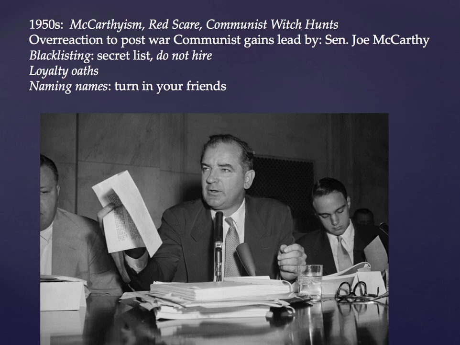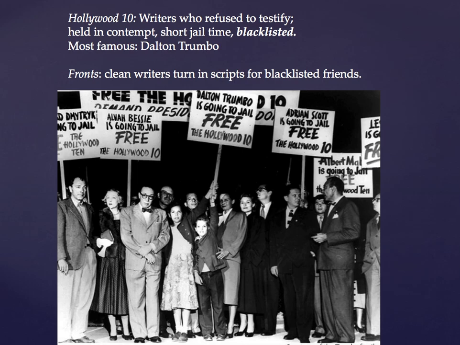So there is, well, let's move on. There were 10 in particular. They're called the Hollywood 10. They are writers who refused to testify, held in contempt, a short jail time, and then they were blacklisted. And the most famous was Dalton Trumbo. There he is, right there. Bryan Cranston played him in the movie, so I would be showing that trailer called Trumbo right about now.